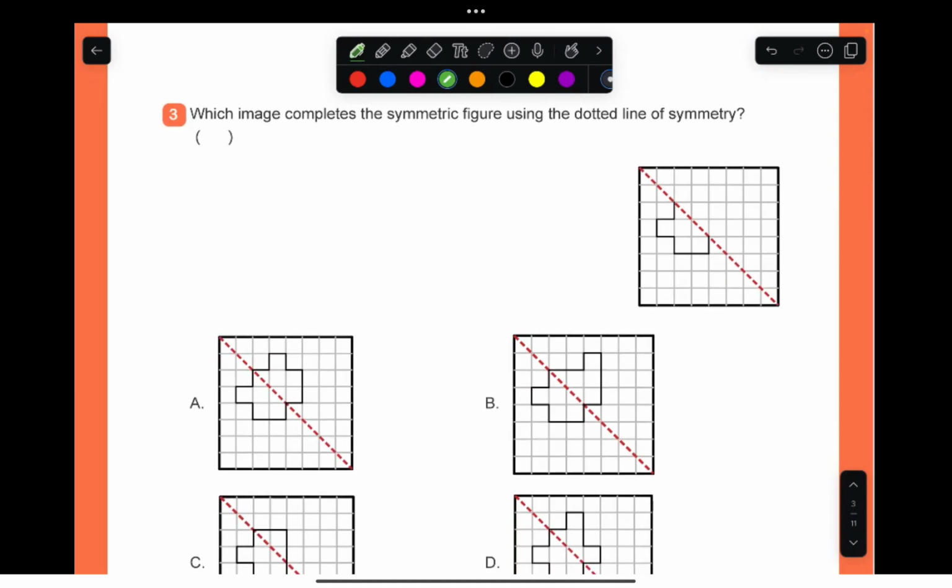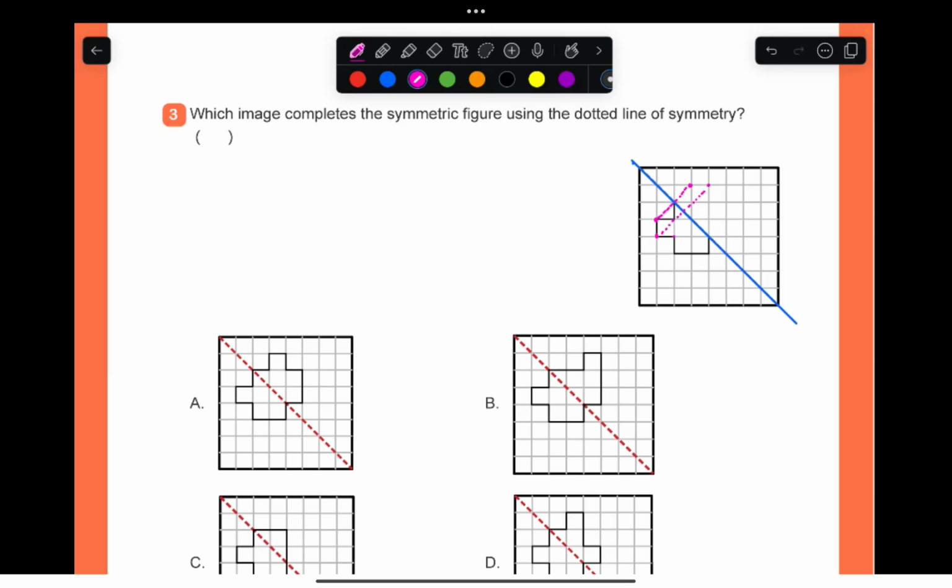Which image completes the symmetric figure using the dotted line of symmetry? Okay, so now if you want to reflect this shape, you have to find out the perpendicular distance between the corners and the mirror line. So here is the mirror line. We need to find out the perpendicular distance between corners. So let's start with these corners. It is one diagonal away from the mirror line, so the image corner will also be one diagonal away from the mirror line. So this is 1.5 diagonals away from the mirror line. So on the other side, it's also 1.5 away from the mirror line.